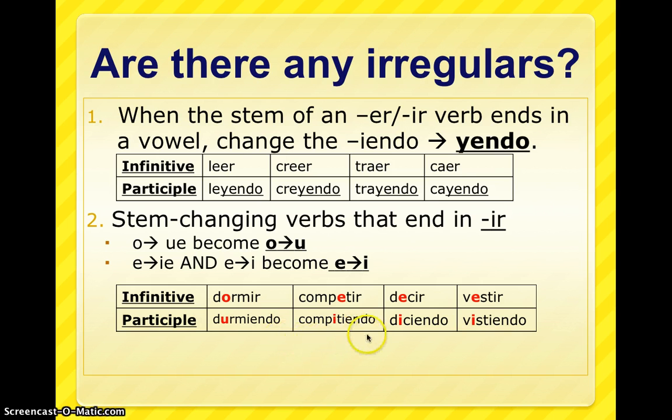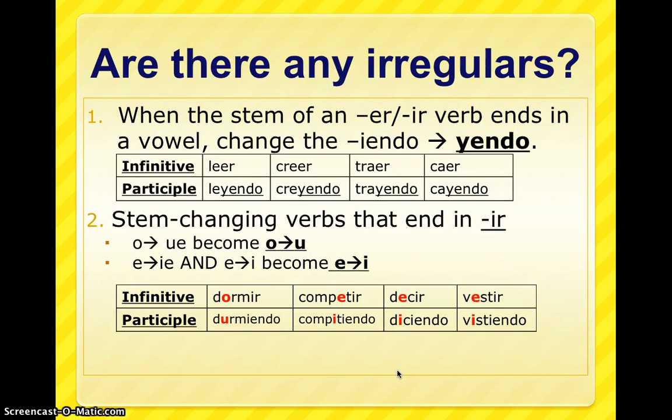Another example, competir, so this is normally an E to I verb. We can see that it changes to I, compitiendo. Decir and vestir follow the same pattern. Now these three verbs all happen to be E to I verbs, but even if it were an E to IE verb, in the present participle it would only change to an I.